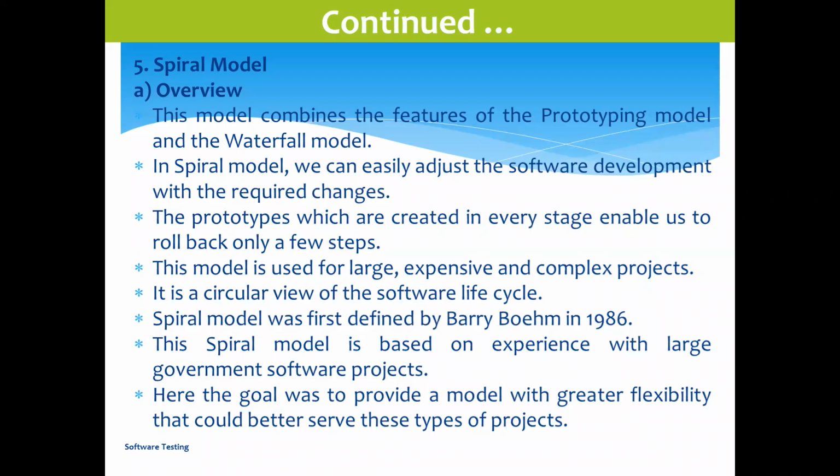This spiral model is a circular view of the software life cycle. So it will be round only. Same thing going again, coming, going, fixing, testing, like that it will happen. The spiral model was defined in 1986 by Barry Boehm. The spiral model is based on experience with large government software projects.